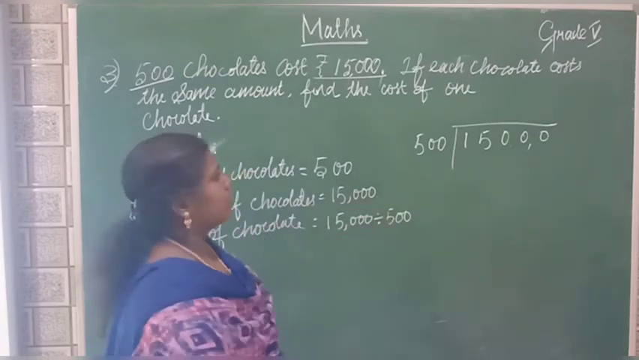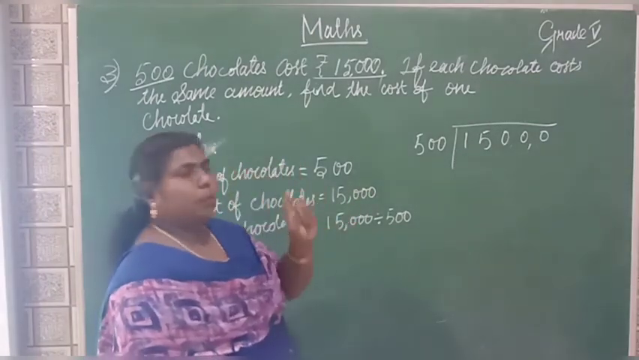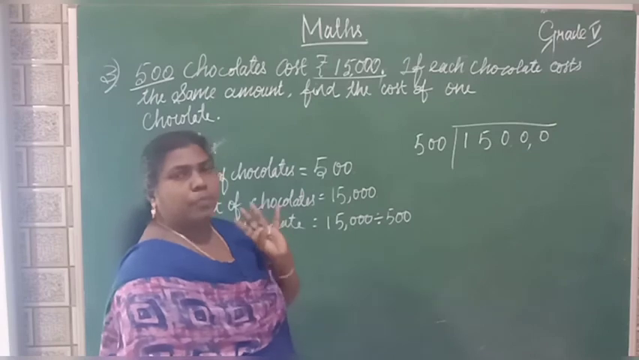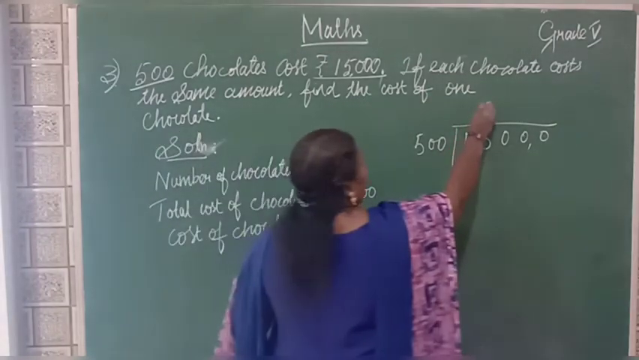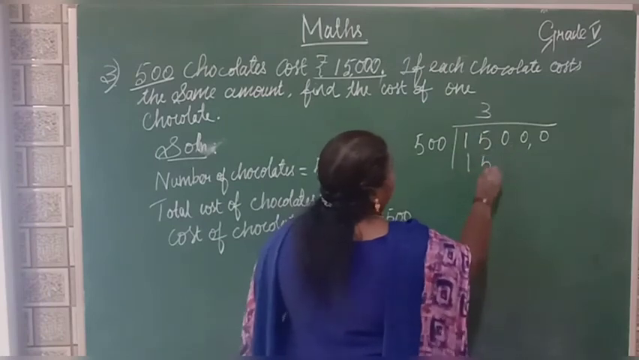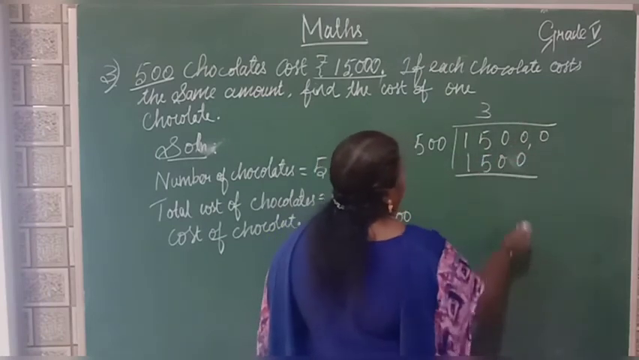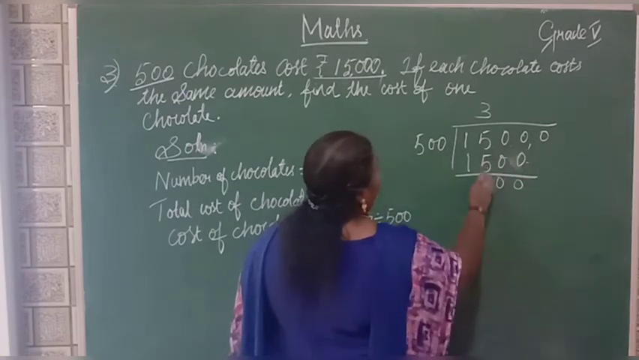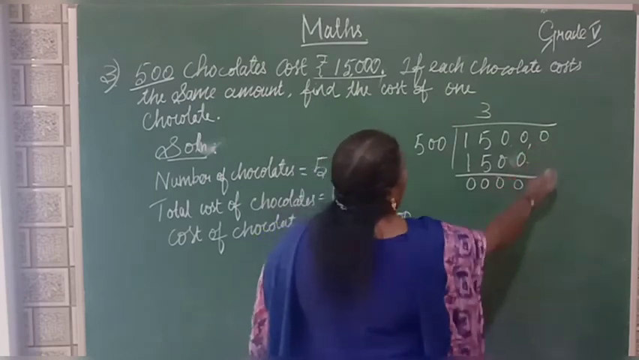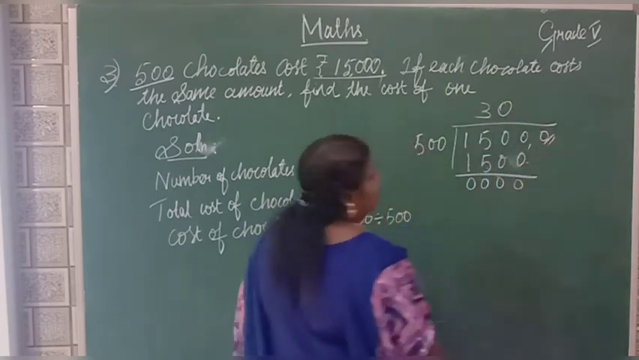Now we can divide. How many times can we use 500? 1 time 500, 2 times it will be 1000, then 3 times 1500 will come, right? So 3 times, 1500. Now subtract: 0 minus 0 is 0, 5 minus 5 is 0, 1 minus 1 is 0. Then the last 0, here no number, so we can write the last 0 in the quotient.